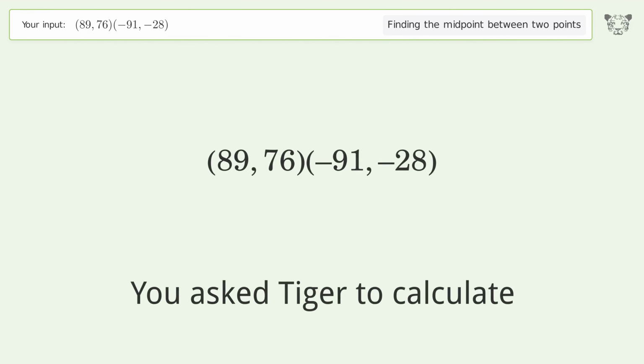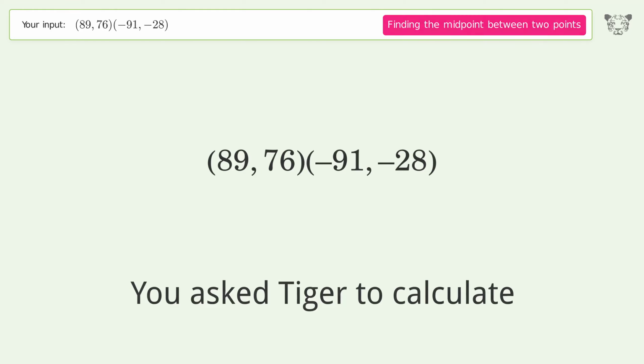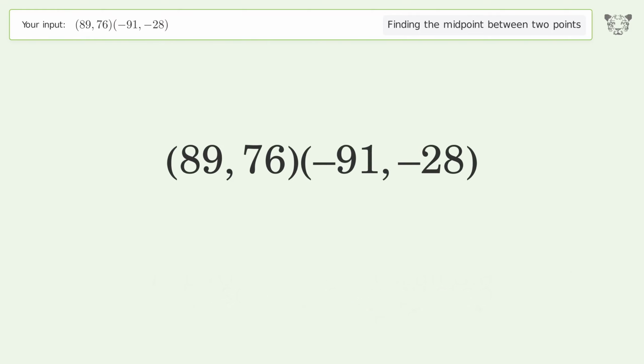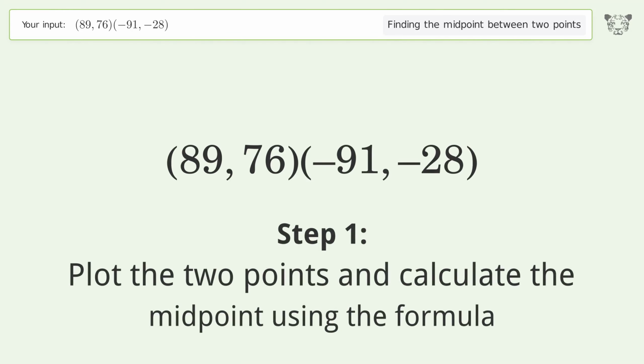You ask Tiger to calculate. This deals with finding the midpoint between 2 points. The midpoint between the 2 points is -1, 24. Let's solve it step by step. Plot the 2 points and calculate the midpoint using the formula.